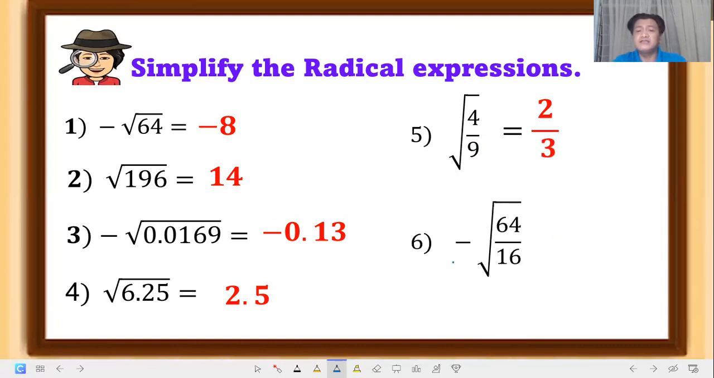Therefore, we have this, another number 6, negative square root of 64 over 16. Di ba? Parehas po silang perfect. Kaya nga pag in-square root mo 64, that will become 8. How about 16? The square root is 4. Since may negative, you have to copy. But take note, this is fraction. You can lowest term. What is 8 divided by 4? That is equal to negative 2. Bakit negative 2? Kasi meron siyang negative sign.